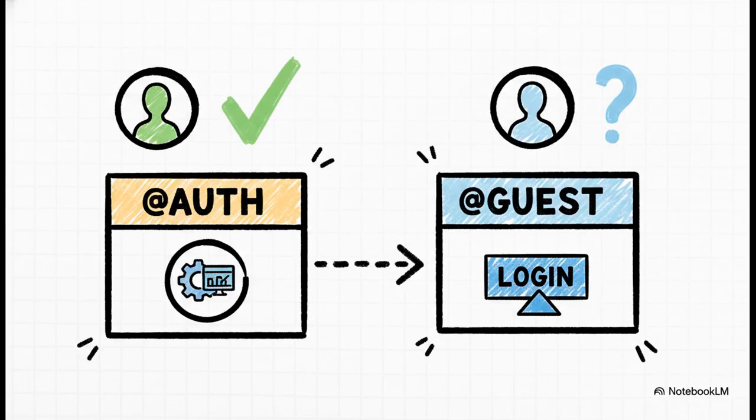And it gets even better. Blade has these awesome directives for really common tasks. Like, how often do you need to check if a user is logged in? Instead of writing some messy PHP check, you just use @auth. And for visitors who aren't logged in, you use @guest. It's brilliant. Your code basically explains itself. You can just look at it and know exactly what's going on.